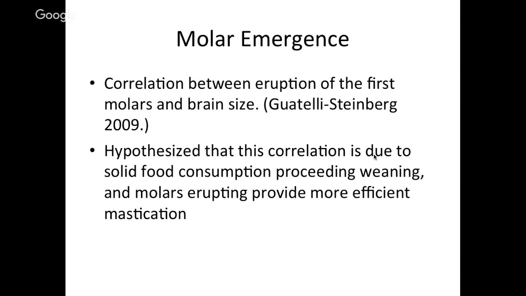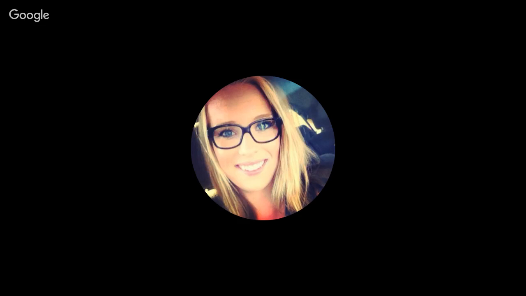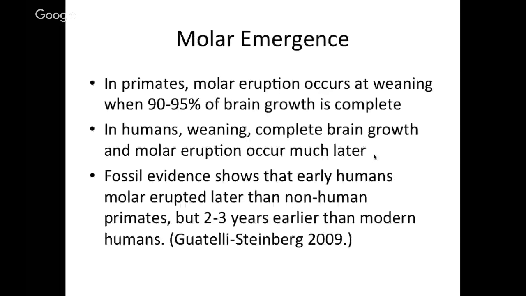So in primates, molar eruption occurs at weaning when 90 to 95% of brain growth is complete. In humans, weaning, complete brain growth, and molar eruption occur much, much later. And fossil evidence shows us that early human molar eruption occurred later than non-human primates, like monkeys or chimpanzees, apes, but 2 to 3 years earlier than modern humans.